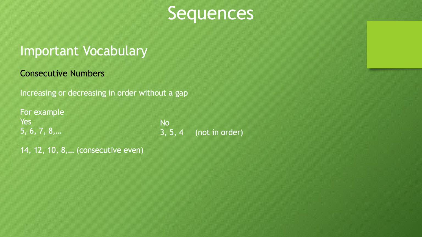So take a look at one that doesn't work. 3, 5, 4 doesn't work because 5 is greater than 4, but it comes before 4. So therefore, it is not in order. So it is not consecutive.